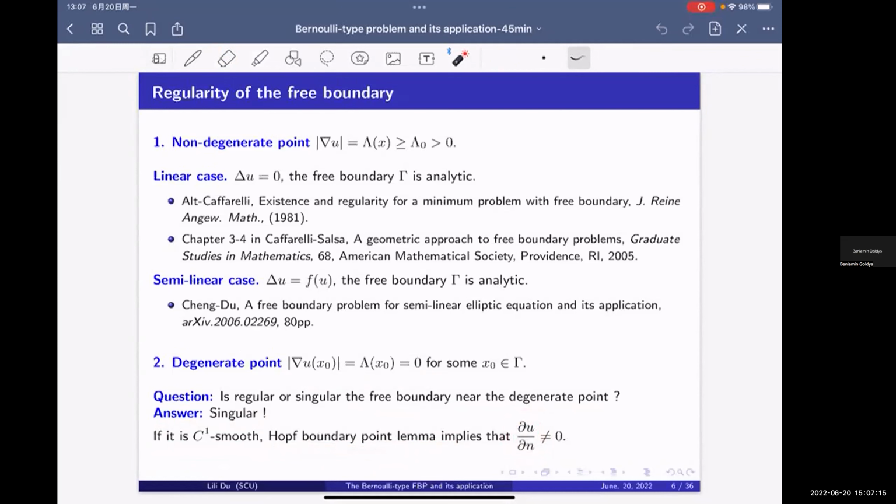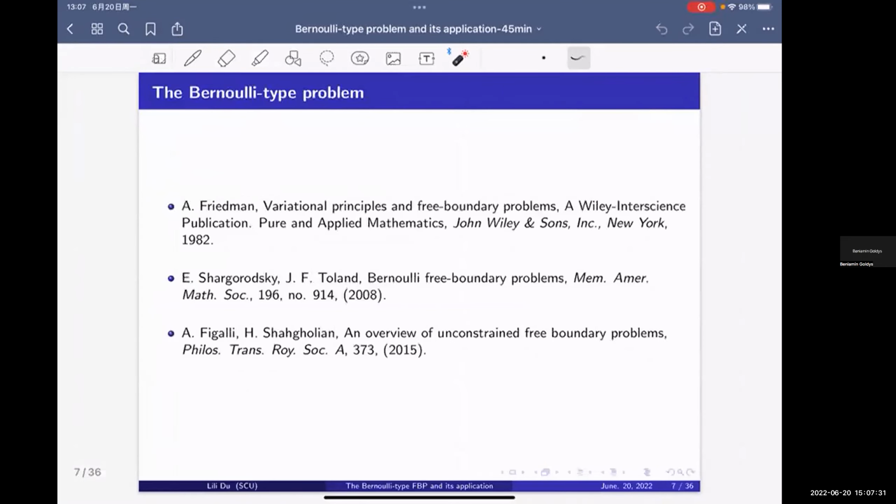In this talk, we only consider the non-degenerate case and use the mathematical theory to establish the well-posedness of the steady incompressible impinging jet flow. For the mathematical theory on the Bernoulli-type problem, we would like to point out the following books and surveys by Eva Friedman, Alessio Figalli, and some other authors on free boundary problems.